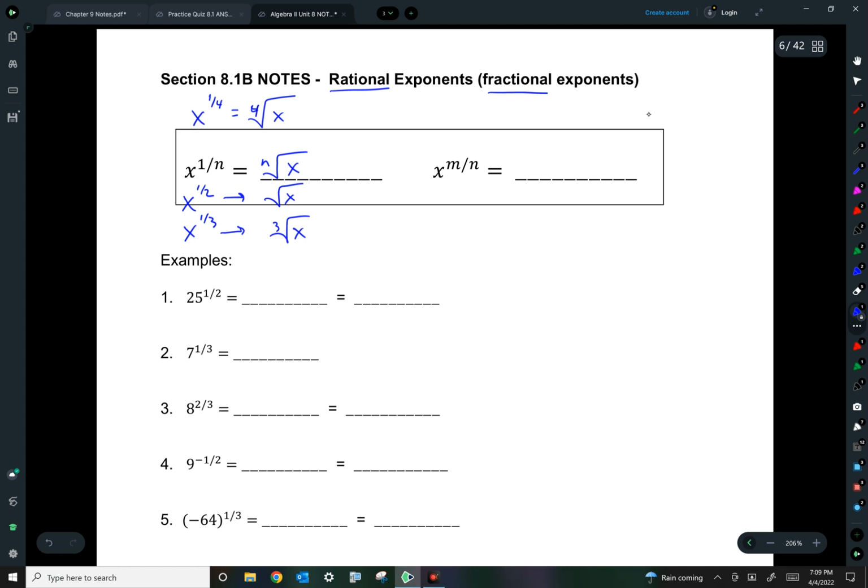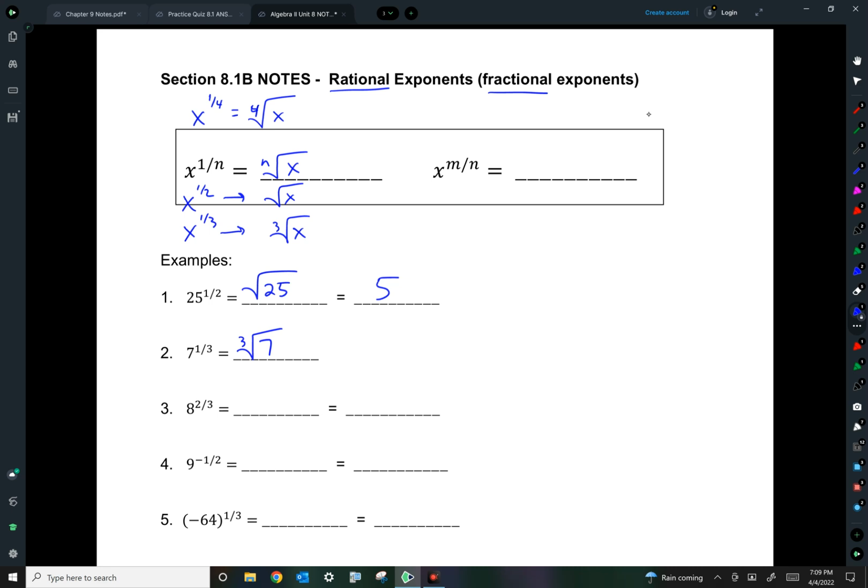Okay? So if you look down at number 1, if I have 25 to the 1/2, that means the square root of 25. And then, of course, you can simplify that to be 5. Or if you look at number 2, because it's to the 1/3, that means the cube root of 7. In this case, you can't simplify that, right? Because 7 is not a perfect cube, so you'd have to leave it. But the whole point is, if you have a fractional exponent, it turns into a root.